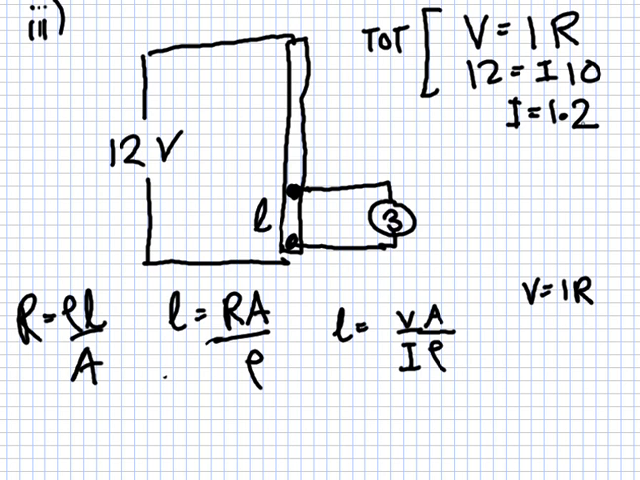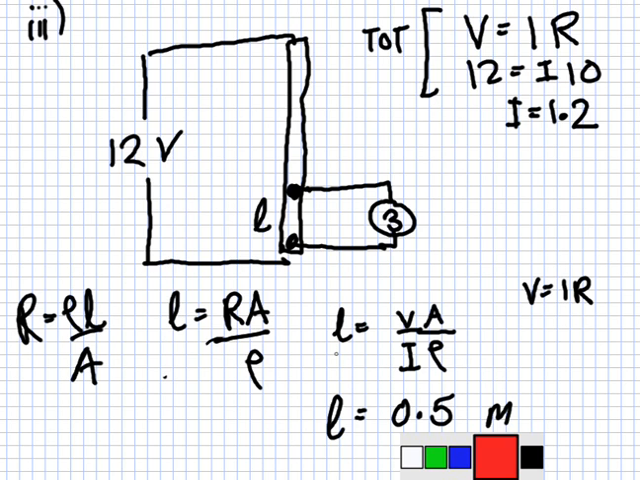Fraction 3 times pi times radius squared over 1.2 times 1.1 times 10 to the power of minus 6. I got a half exactly. L equals 0.5 meters. Now I said that's just one way of doing it. The second way to do it is as follows.